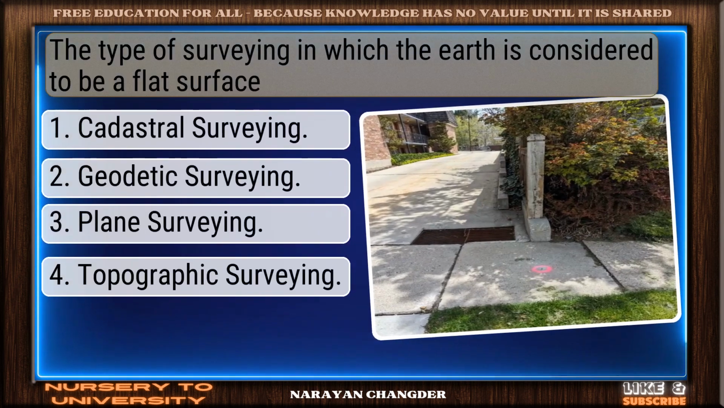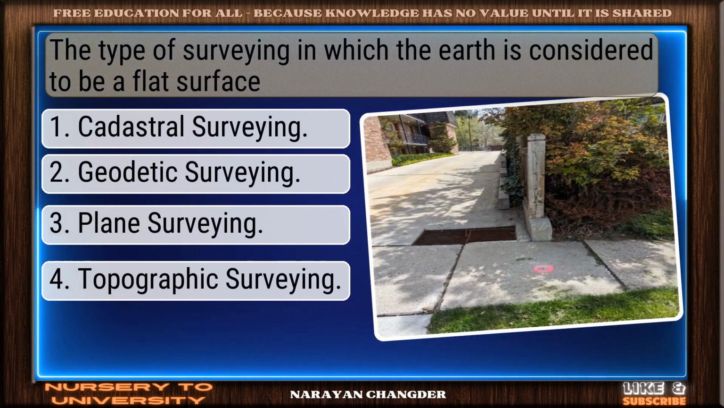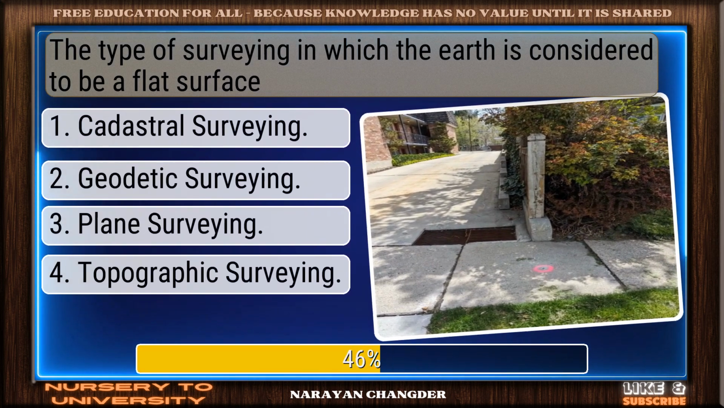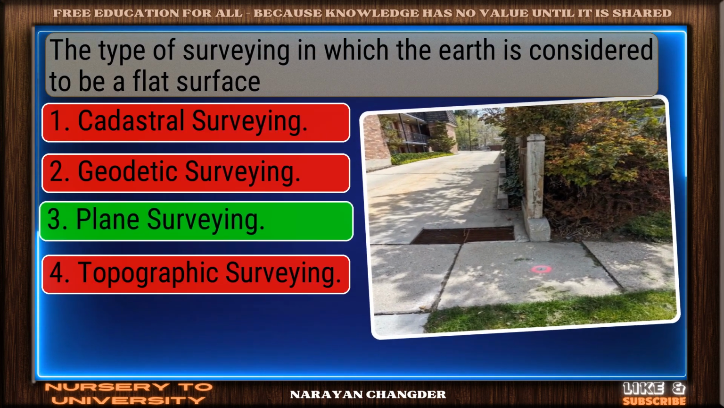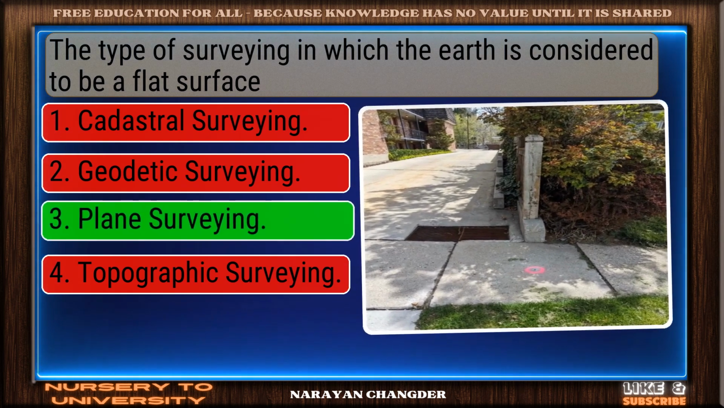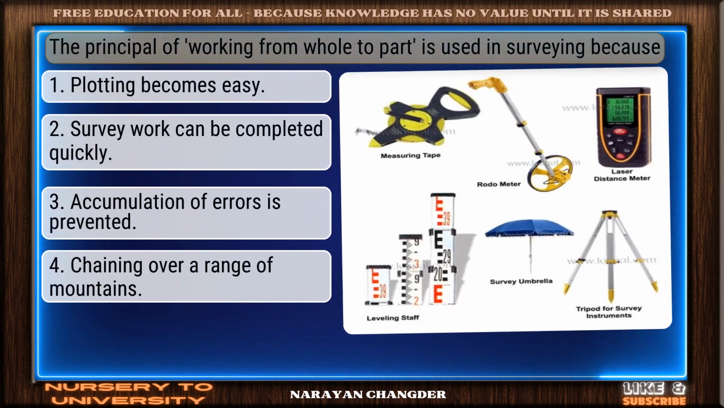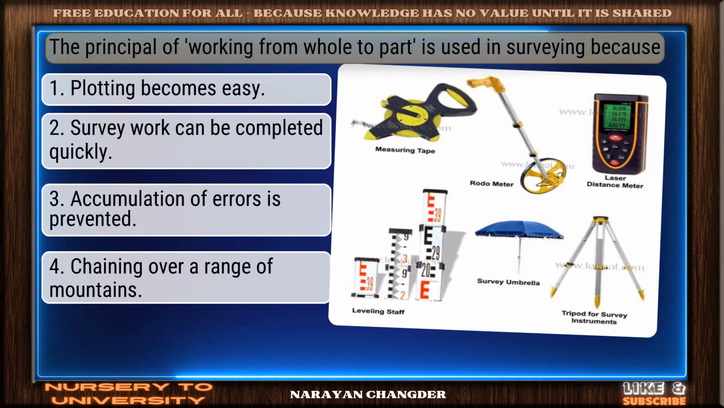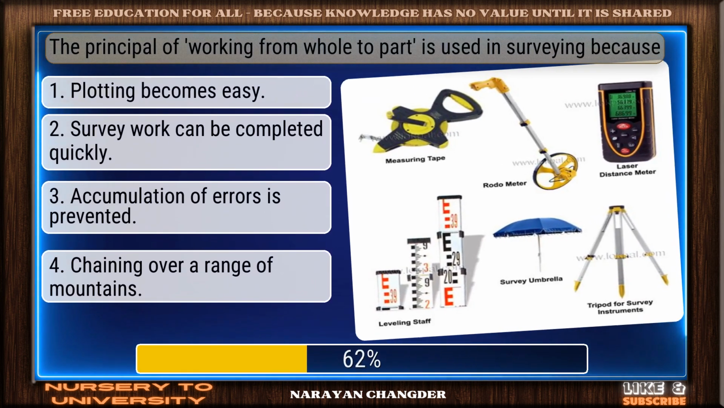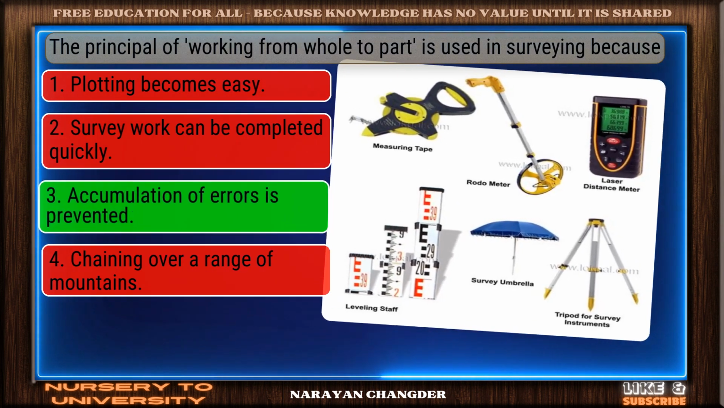The type of surveying in which the Earth is considered to be a flat surface. Nice selection. Plane surveying is the correct and valid answer. The principle of working from whole to part is used in surveying because... Valid point. Accumulation of errors is prevented is true.